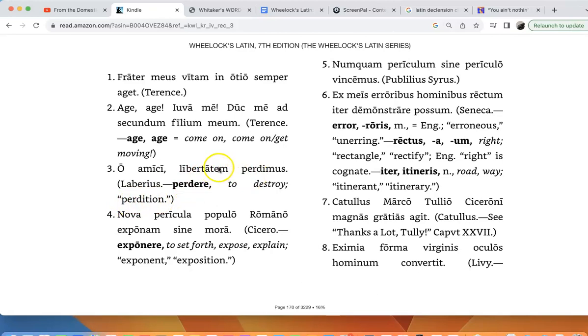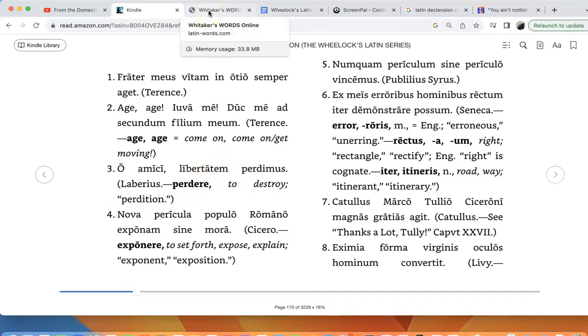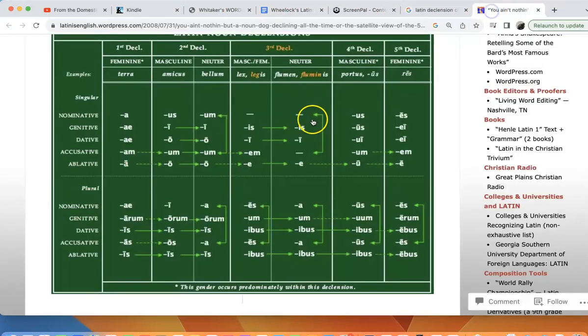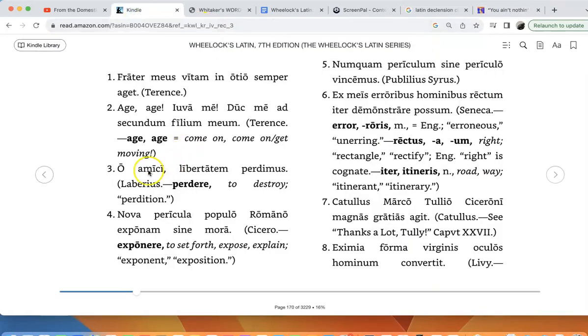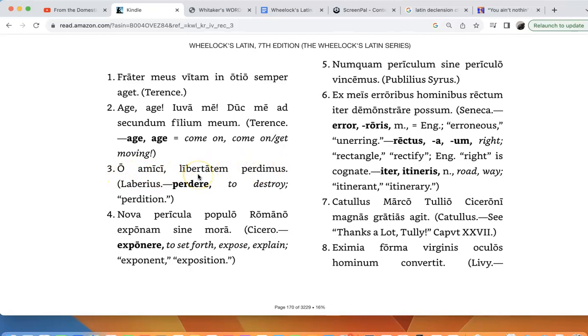Well, libertatem ends in em. That tells us it's the direct object. So if we look at third declension accusative singular, here's the singular over here. You can see it ends in em, so that is the object of the destruction. So this one is fairly straightforward, once again, once we know the vocab. Oh, friends, we are destroying liberty.